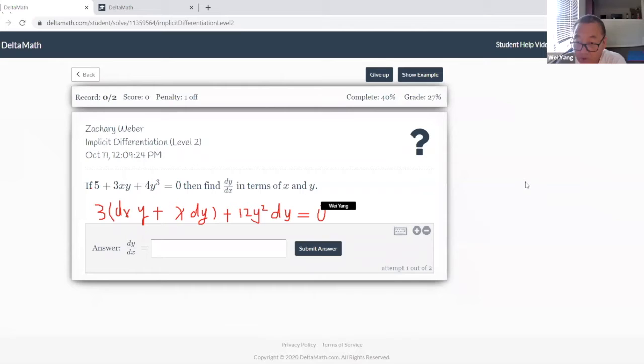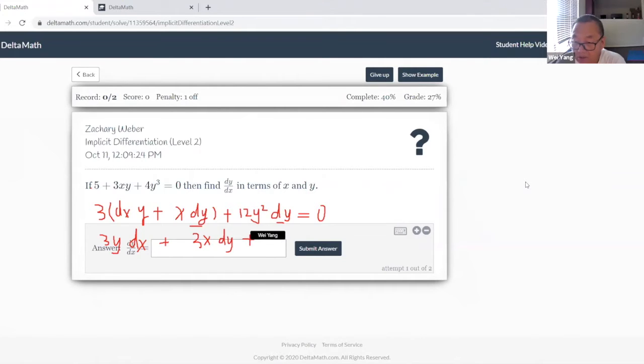Now you need to solve for dy over dx. To do that, let's first merge the terms with dy. Then expand this one, we get 3y times dx. This is the first term, right? 3 times y times dx. Then plus 3x times dy.